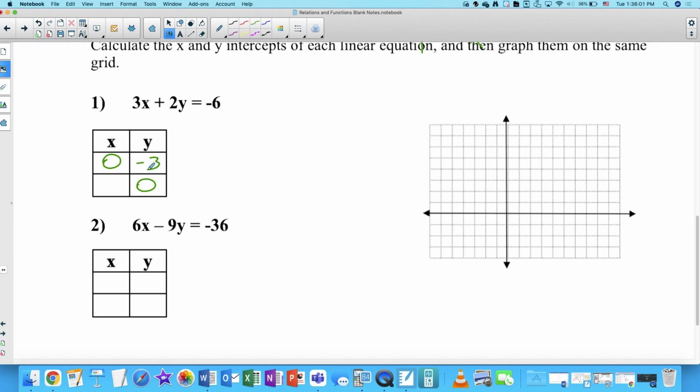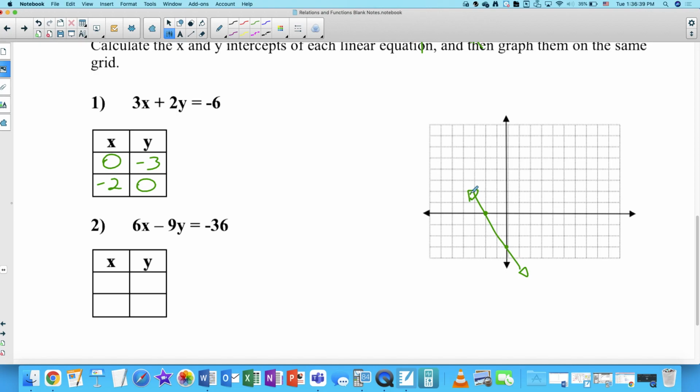So we just have to plot those points. So when x is -2, y is 0. When x is 0, y is -3. There's our line. More questions like these somewhere? Are there more questions like these? Yeah. I think so. In your homework, there should be. Okay. And then similarly, with this guy, when x is 0, we're solving this. -9y equals -36. What's y?